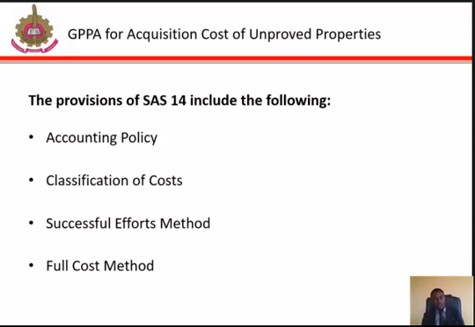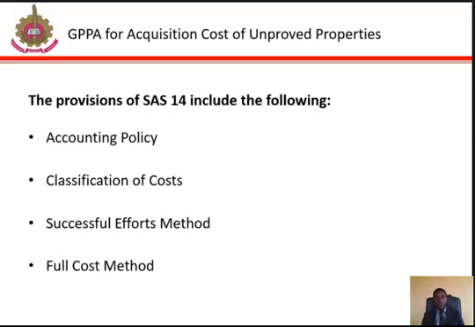Now let's look at the classification of cost. Oil and gas producing activities involve special types of cost which should be classified as follows: mineral rights acquisition cost, exploration and drilling cost, development cost, production cost, support equipment and facility cost, and general cost pending determination. Such costs should be written off when it is determined that the well is dry.